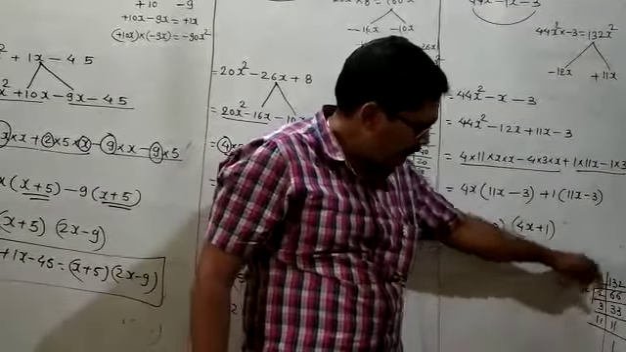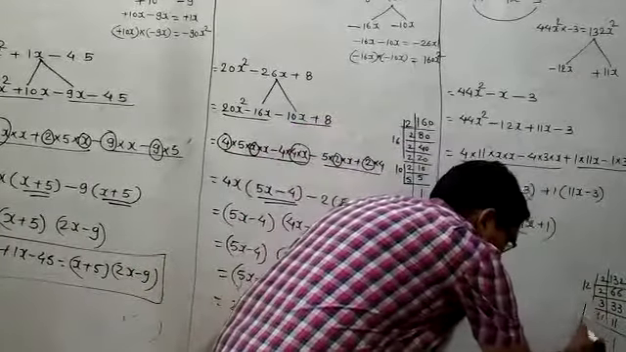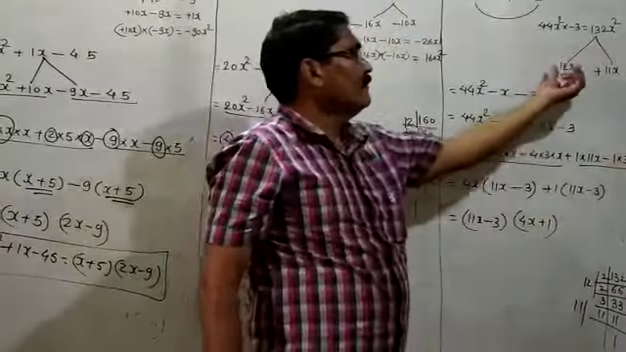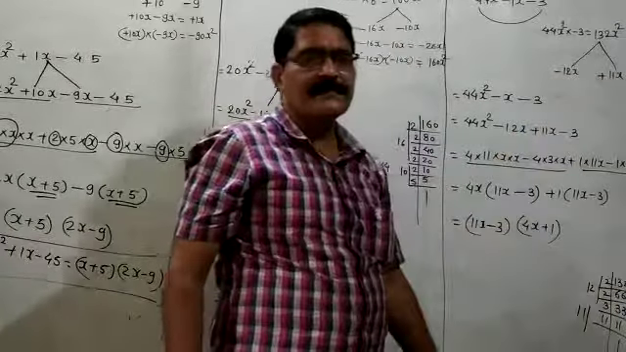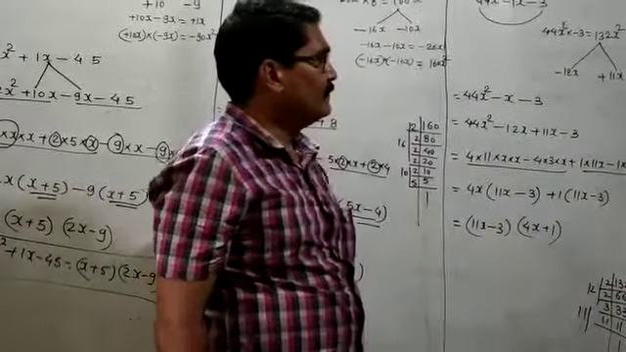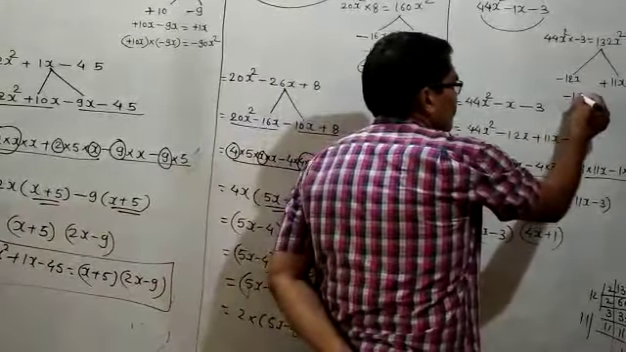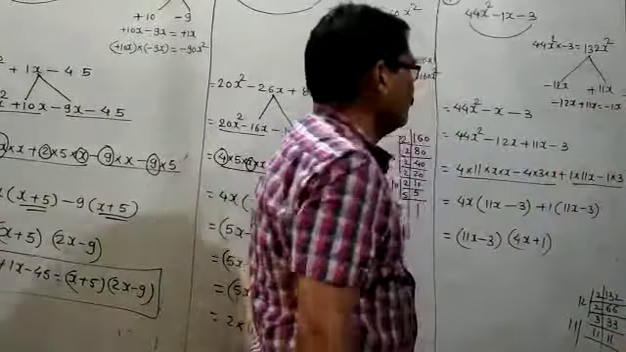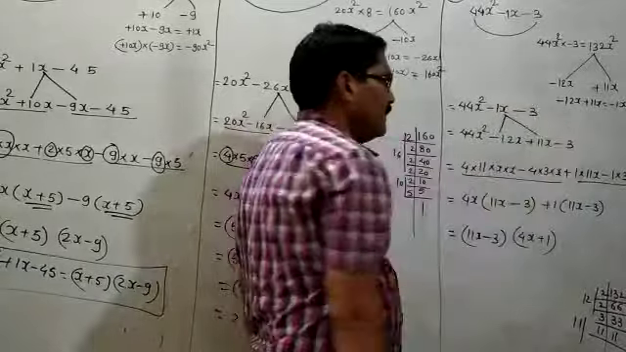I will do the product like this. 2 4s are 8, and this one is 3. 4 multiplied by 3 is equal to 12. So minus 4x plus 3x, minus 4x plus 3x. So I will do the sum. Minus 4x plus 3x is equal to minus 1x. So you have to write this minus 1x in the form minus 4x plus 3x.